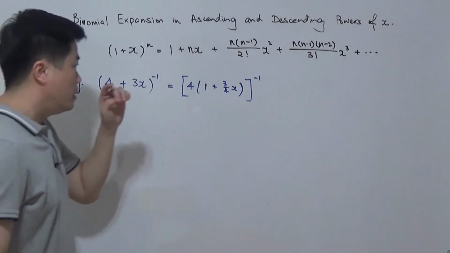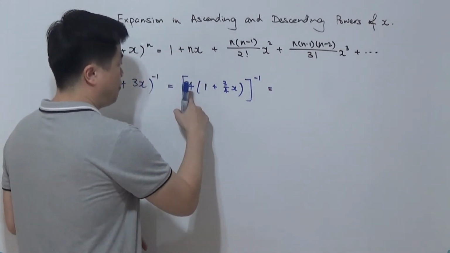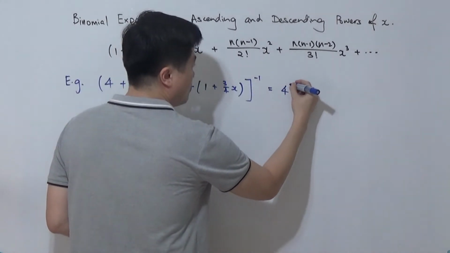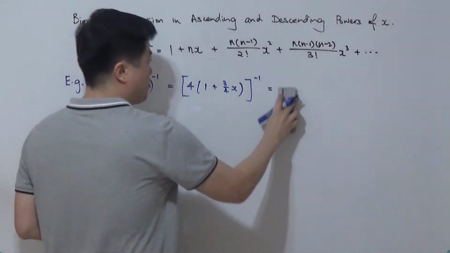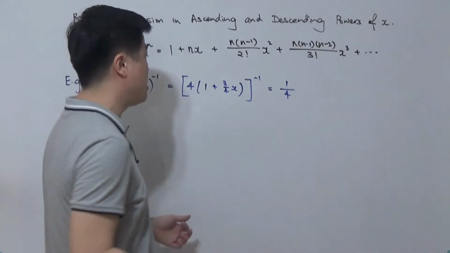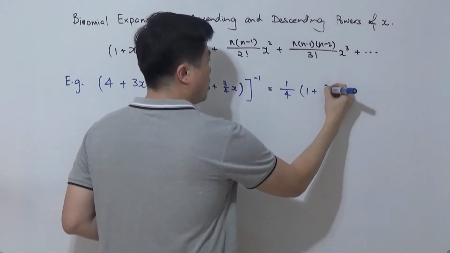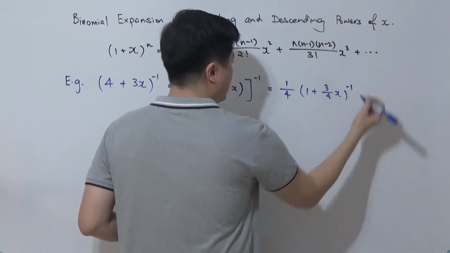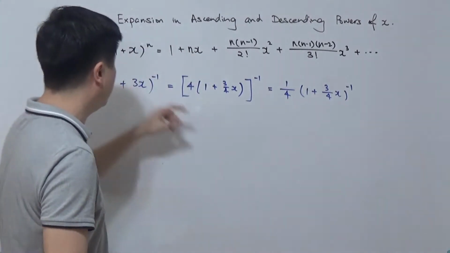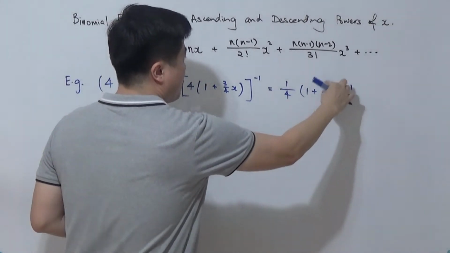Next, we'll expand this using the laws of indices. When we expand and get rid of the square brackets, we have 4 to the power of minus 1. If you prefer, you can go ahead and write it as 1 over 4, which is exactly 4 to the power of minus 1. Next, we also have 1 plus 3/4 x to the power of minus 1, so this is exactly equal to this. As you can see, the second part is exactly like the formula format-wise: we have the 1, and then we have the value at the back, which is x.